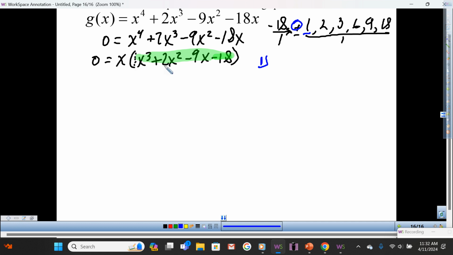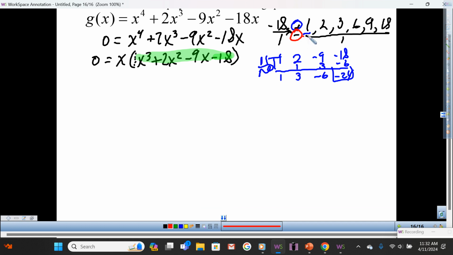So 1, 2, negative 9, negative 18. And let's do our synthetic division. Bring this 1 down, and it's going fast. Here we go. 1 times 1 is 1. Combine, that's 3. 1 times 3 is 3. Combine, that's negative 6. 1 times negative 6. Combine, that's negative 24. This is not my 0. What do I do next, Claire?